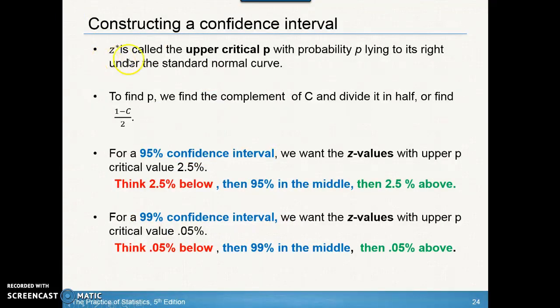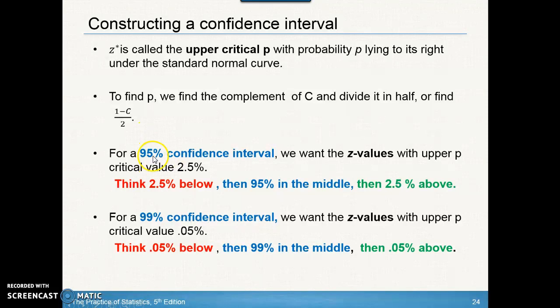So get used to drawing these curves with your confidence intervals. Now this z-star right here is called the upper critical P with probability P lying to its right under the standard normal curve. The probability P is just that 5% above. To find P, we find the complement of C and divide it by half. I don't necessarily do it this way, I just think about it, but if I have a 90% confidence interval, I can do 1 minus 90%, which is 10%. So I have 10% outside that confidence interval. If I take that 10% and divide it by 2, because I have an area above and an area below, that gives me my 5.